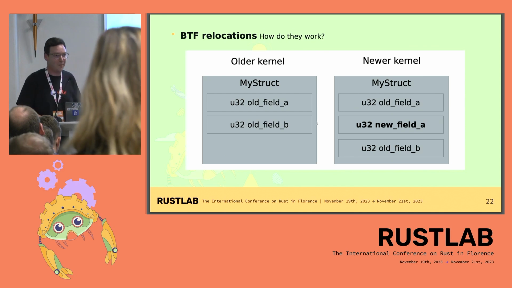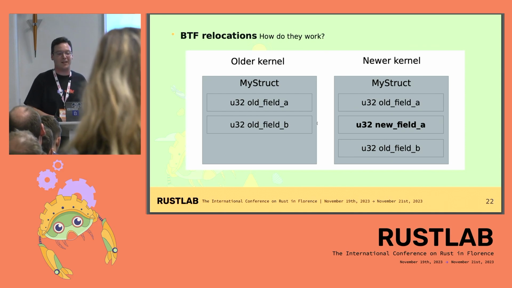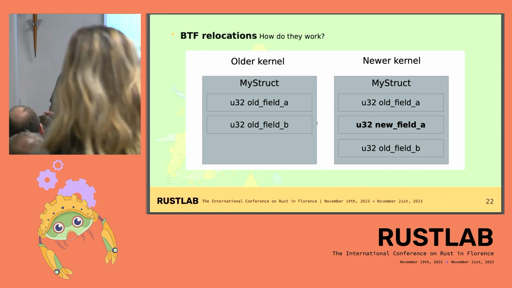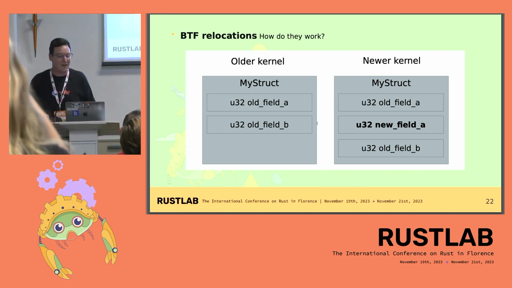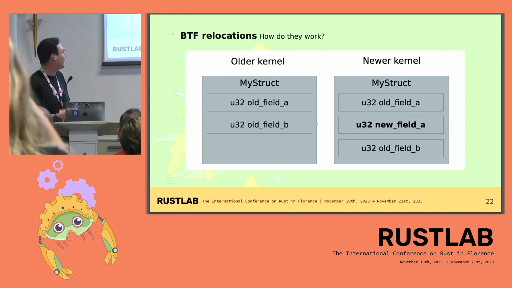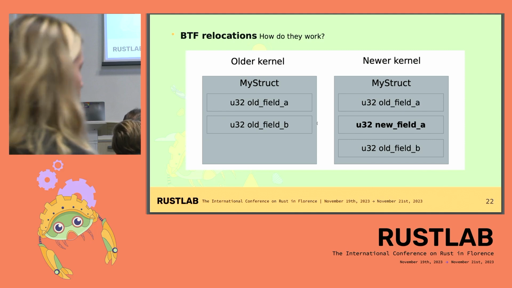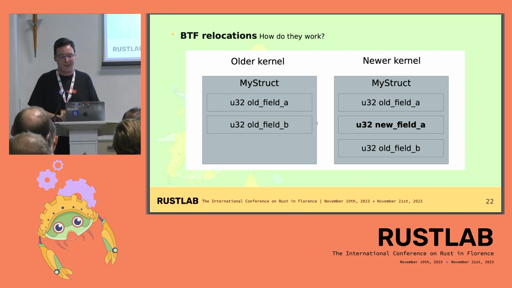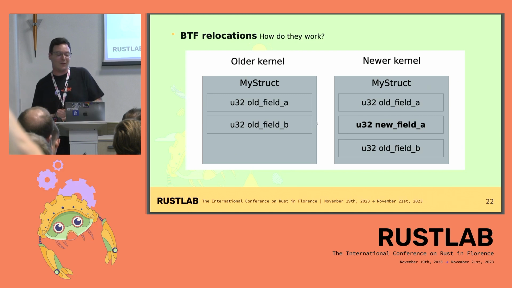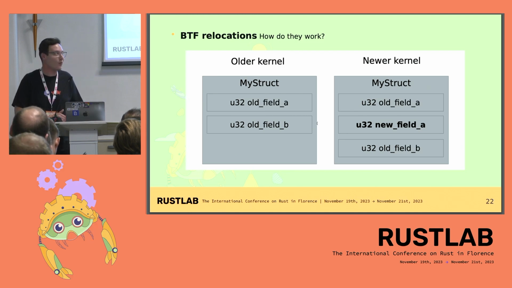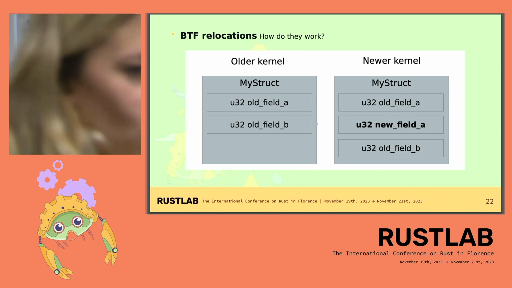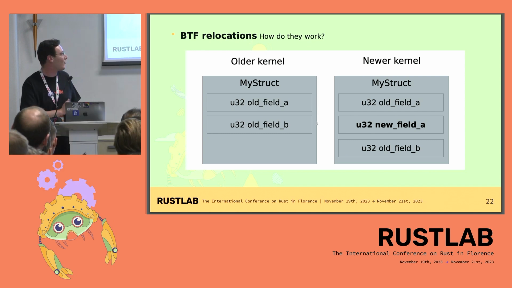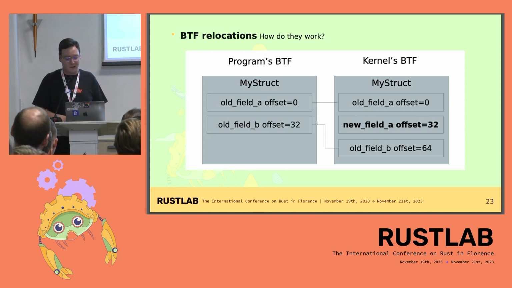To show you an example, let's imagine that there is some struct, let's call it my struct, and in an older kernel version, let's say 5.5, it has just two unsigned integer fields. Then kernel developers add a new field in the newer kernel version, and to make it even harder, they insert it just in the middle, not at the end of the struct.